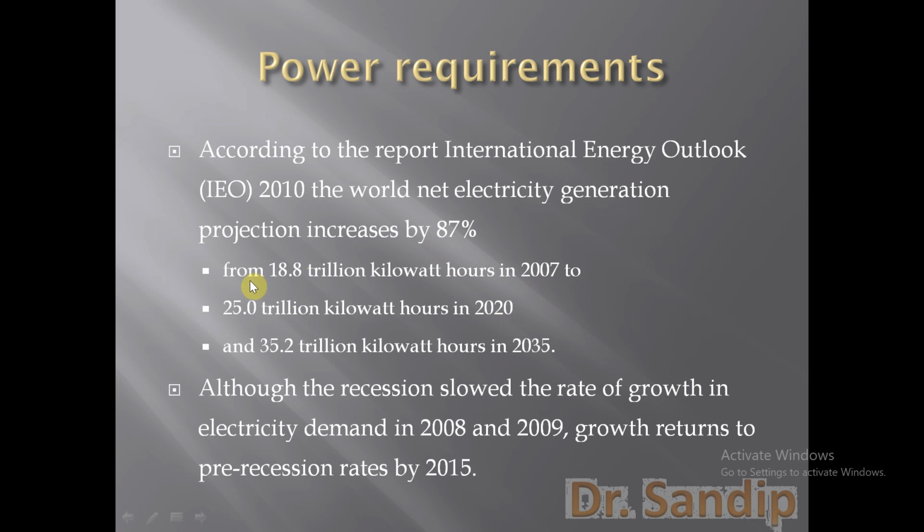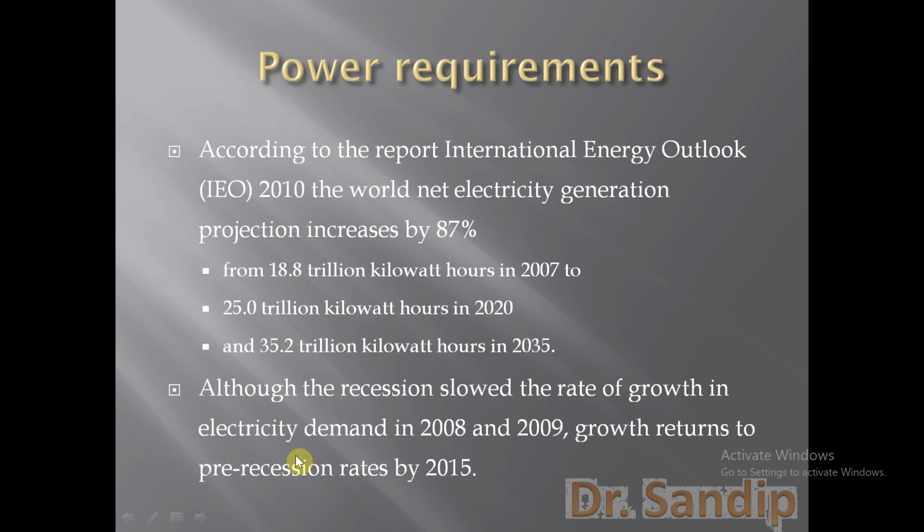So if in 2007 the need is 18.8 trillion kilowatt hour, the same need in 2020 would be 25 trillion kilowatt hour. So today in 2020 the need is 25 trillion kilowatt hour. Definitely there is going to be a very minor change because this month we are all under lockdown. But if we continue further and we look into a picture 15 years later, the need is 35.2 trillion kilowatt hour. So again, that's very high.